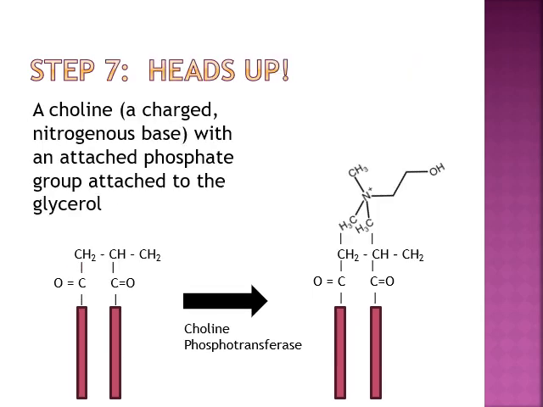I go to step 7. Then you have a choline group come along that acts as a head. So the phosphate's gone, the head binds, and now we have a fully completed phospholipid. Okay, so now I'll answer your questions.